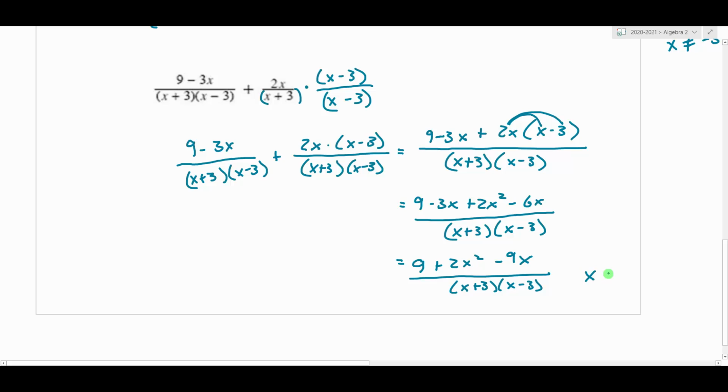And then don't forget your excluded values. So x cannot be negative 3 and x cannot be positive 3, right? Because those would be the two values that make zeros down here.